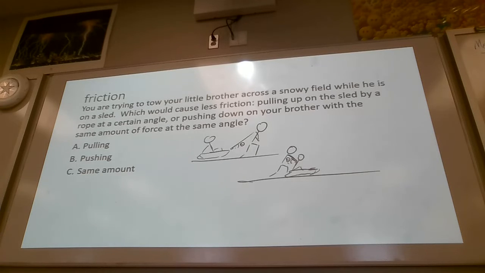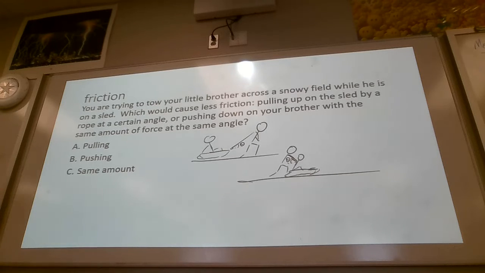Which one has more friction? Which has less friction? Oh, less friction. Have that obvious conversation in your own brain. You want me to talk in my head? Yeah, to yourself. Have a conversation.